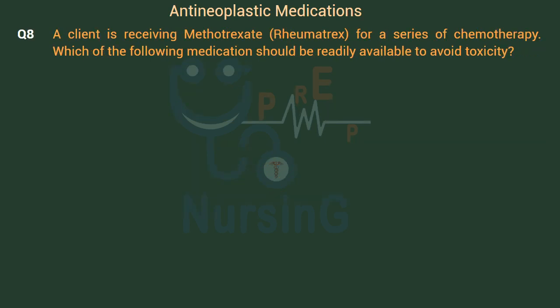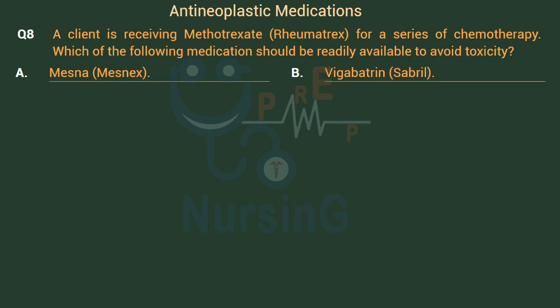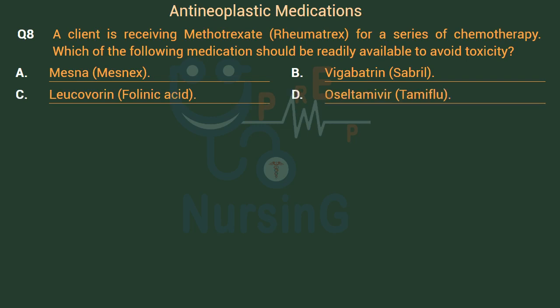A client is receiving methotrexate for a series of chemotherapy. Which of the following medications should be readily available to avoid toxicity? Option A. Mesna, Mesnex. Option B. Vigabatrin, Sabril. Option C. Leucovorin, folinic acid. Option D. Oseltamivir, Tamiflu. Right answer is Option C.